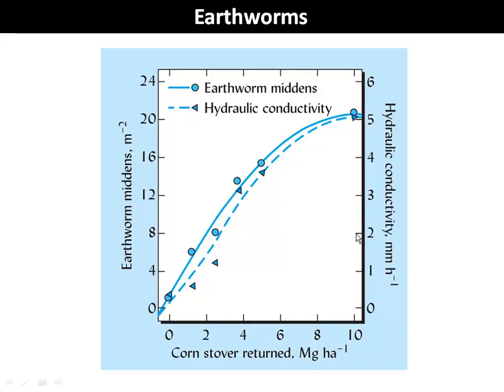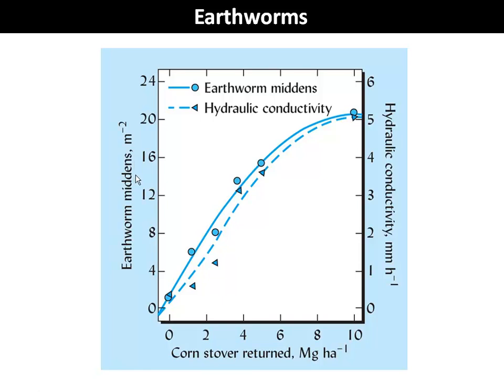Some data, if we look at the number of earthworms by corn residue, we see that the greater the amount of corn residue, the higher the number of earthworm middens, which are just the same things as casts. So the more residue you have, the more earthworms you have. Well, that makes sense because that residue is serving as the food source for those earthworms.